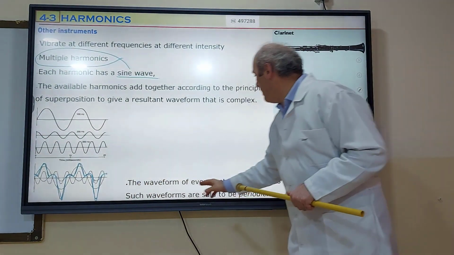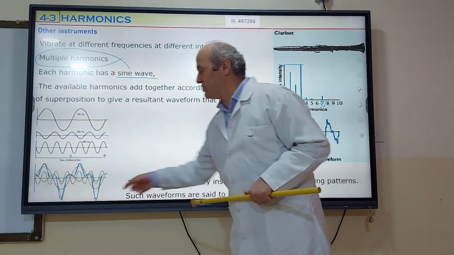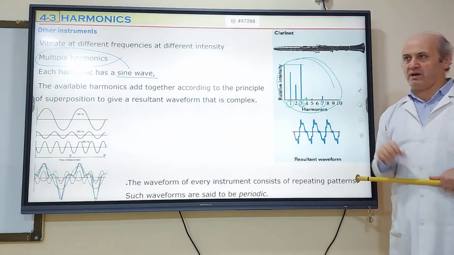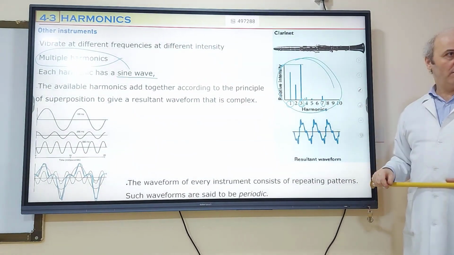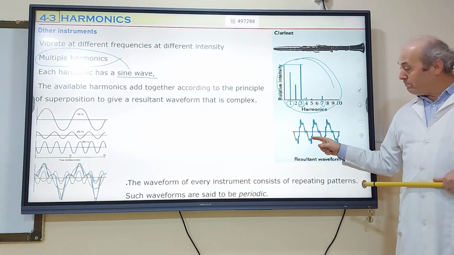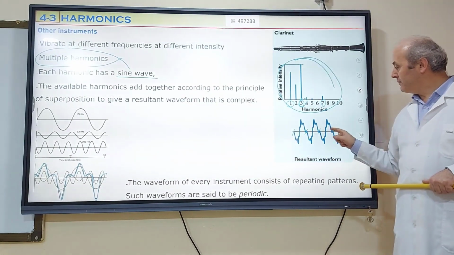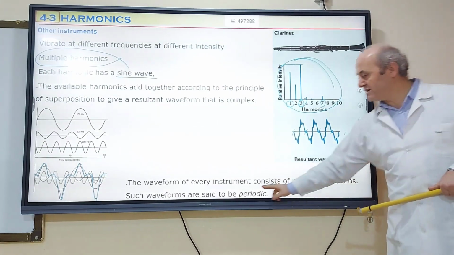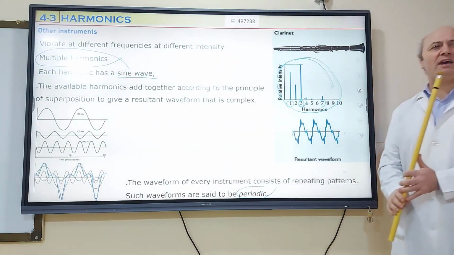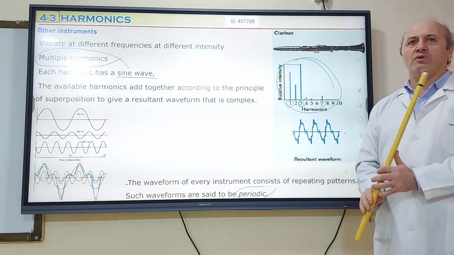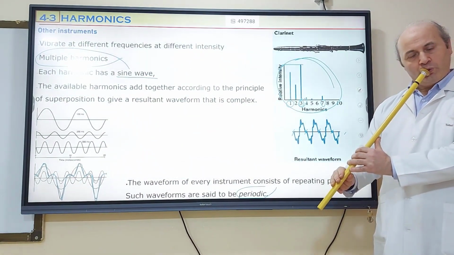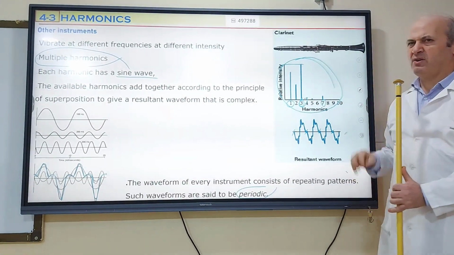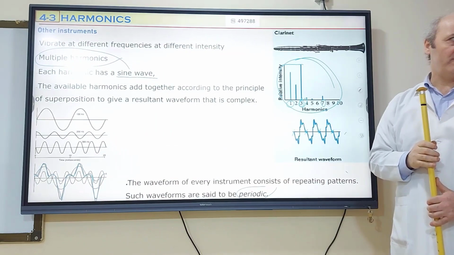So the waveform is going to be complex, as you see. This is the resultant waveform of all these harmonics when they mix together. Complex, but repeating. A repeating waveform is called periodic. Periodic waveform, all instruments. If you have an instrument called an oscilloscope, you are going to see repeating waveforms like this. Complex, and the waveform repeats itself.